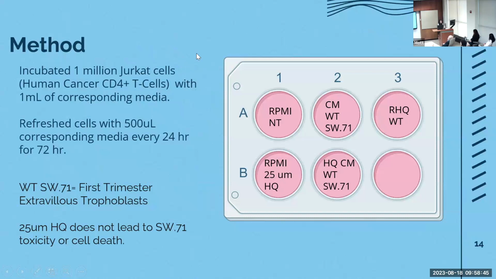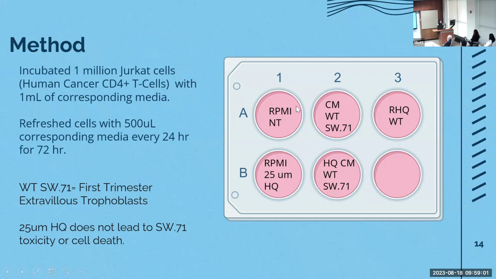So this is the method we used. We incubated 1 million Jordyn cells. Jordyn cells are human cancer CD4 positive T cells with 1 ml of corresponding media. Then we refreshed these cells with 500 microliters of corresponding media every 24 hours for 3 days.